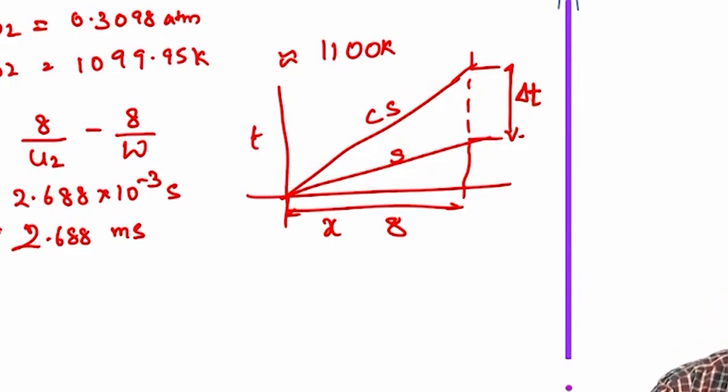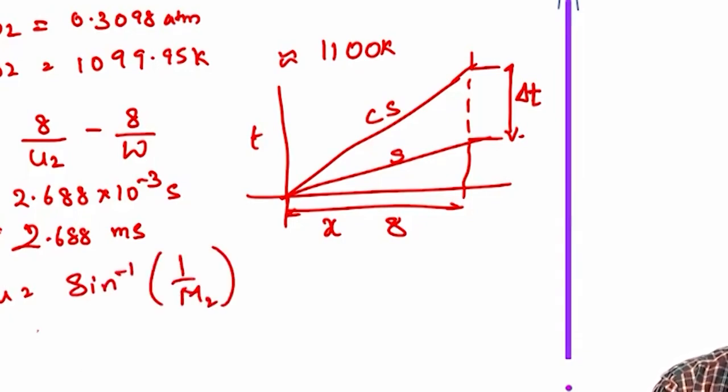What is the angle of Mach line in the M2 flow? Mu is sine inverse 1 by M2. This turns out to be 47.44 degrees. Okay, so that solves this problem.